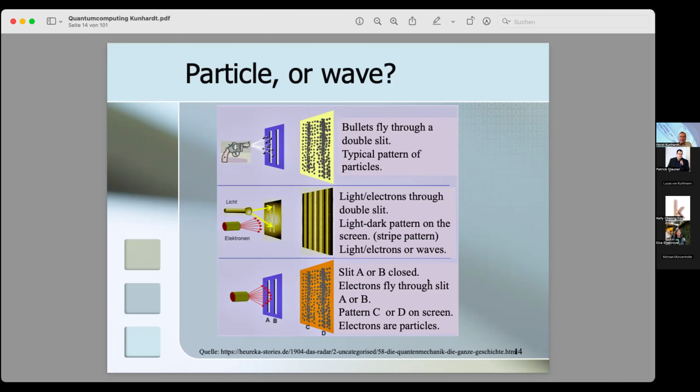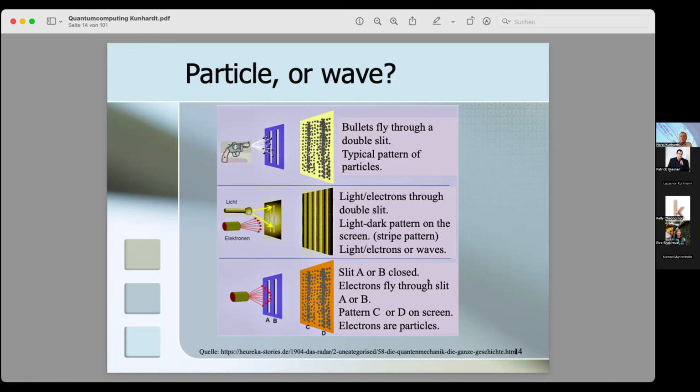If we use light and electrons in the same experiment, light behaves like being a wave. And we see this stripe pattern on the reflective screen. And therefore, we could have the opinion that light is a wave, or consists of waves.